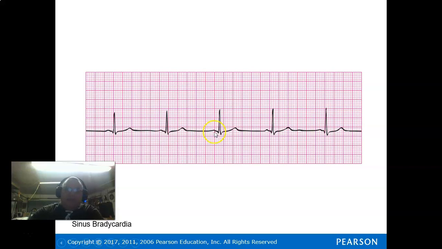Let's see here. Do I have P waves? Yep. Do I have QRS? I have like a T. Do I have a P wave for every QRS? Yes, I do. The PR interval appears to be around 4 to 5 boxes, so it's not elongated. That's good. The QRS is nice and narrow. Again, this is sinus bradycardia.